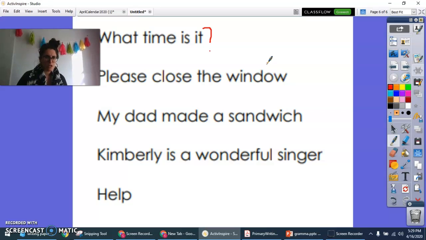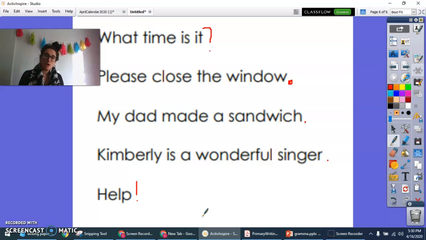Next, please close the window. I would need a period here because that is the end of a sentence. All right, next, my dad made a sandwich. What would I need? I would need a period to say that that's the end of a sentence. Next, Kimberly is a wonderful singer. You're right, I need another period because that's the end of my sentence. And last, help! I would need an exclamation point because I need to say that loudly, and it's very important when you ask for help.